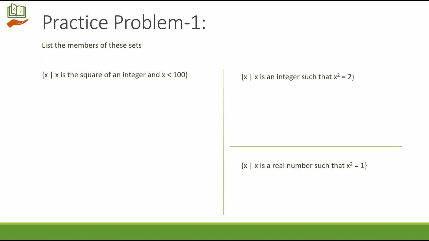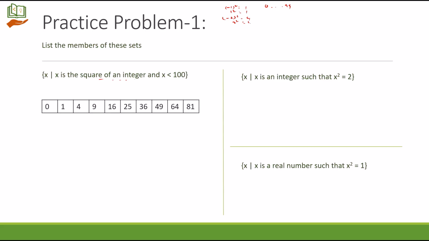If you take negative numbers also, they will end up in positive squares. Minus 1 the whole square will give you 1. 1 square will also give you 1. Minus 2 the whole square will give you 4. 2 square will also give you 4. If you want to take the square of an integer, consider only from 0 to 99. So the square value should alone be picked. At the same time, it should be below 100.